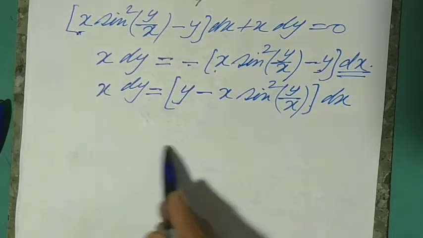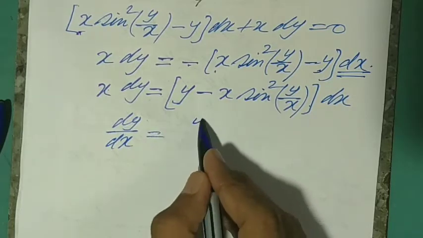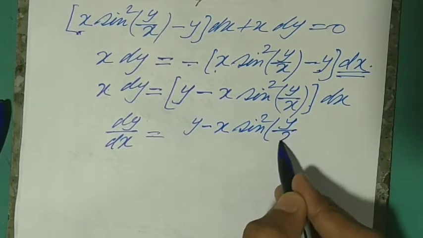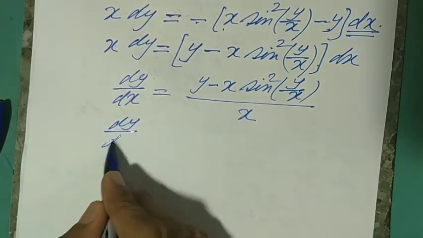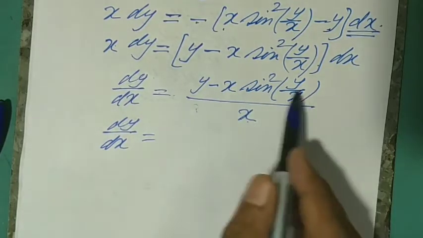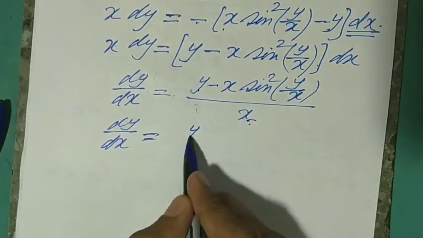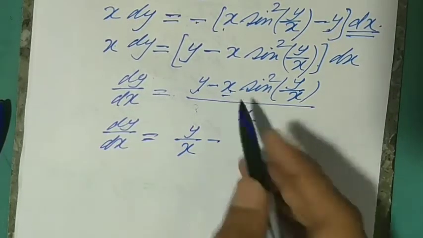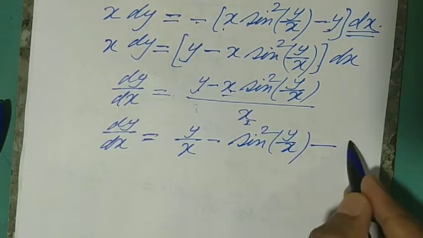Now transpose dx to this side and x to this side, we get dy upon dx is equal to y minus x sine square y upon x. Now dy upon dx is equal to, this x will divide both the terms if we split the terms. So x will divide y, we may write it as y upon x minus, if this term is divided by x, this x will cancel this x and we get only sine square y upon x. Let it be equation number 1.